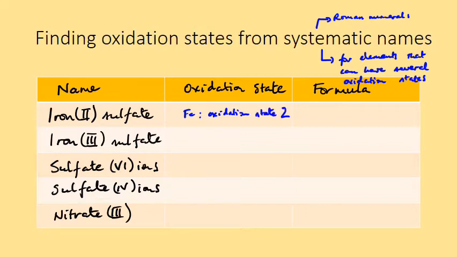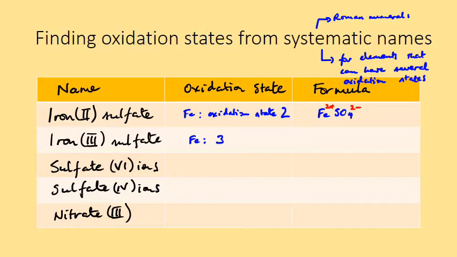Oxidation state of 2, whereas in iron 3 sulfate the ion is going to have an oxidation state of 3. So in the case of iron 2 sulfate, the formula is: sulfate ion SO4 is going to be a 2- ion, so the formula is going to be FeSO4. So this is going to be the 2+ ion, and that's a 2- ion, like that.